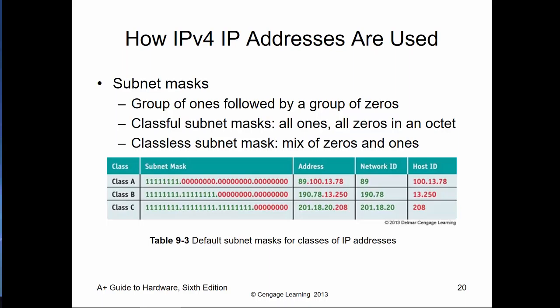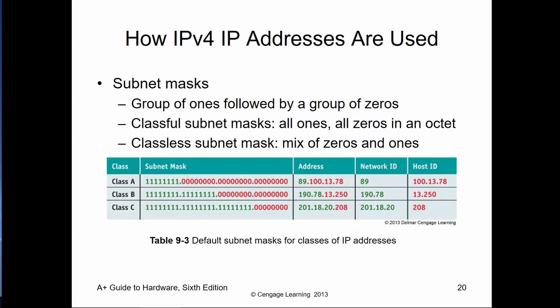So for example, class A has 8 ones, 1 1 1 1 1 1 1 1. If they're all ones, and you convert it back to decimal, that's 255.0.0.0. That's a class A network. Class B gets a 255.255.0.0 subnet mask. So an IP address is one part of it. The subnet mask is another part of it. We also have a default gateway. That's going to be our exit point for our network.